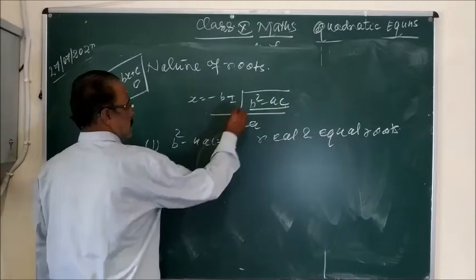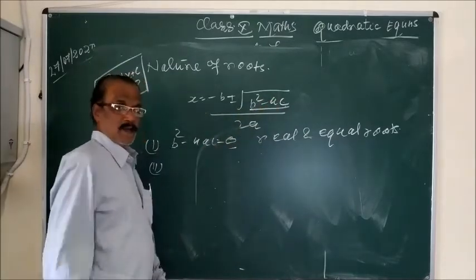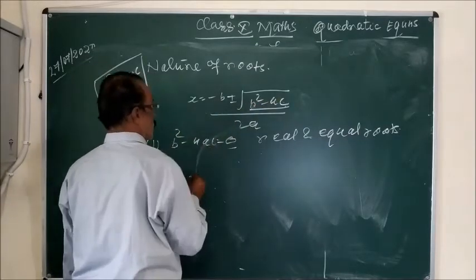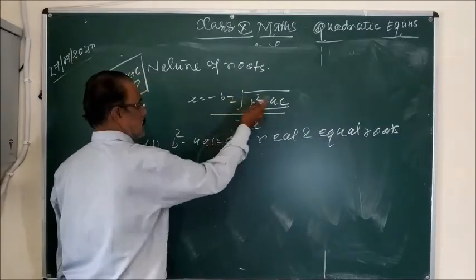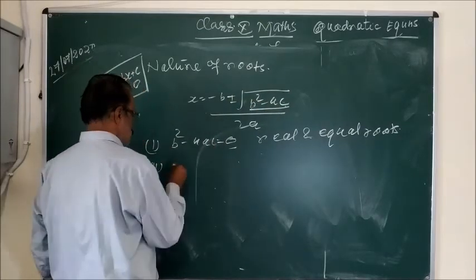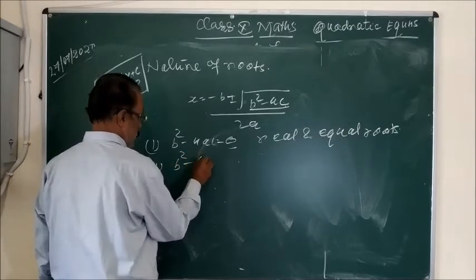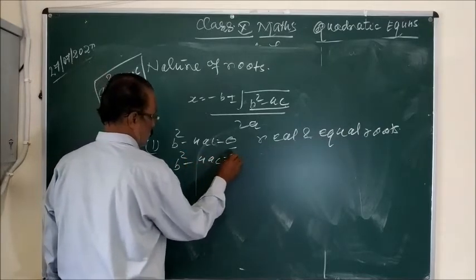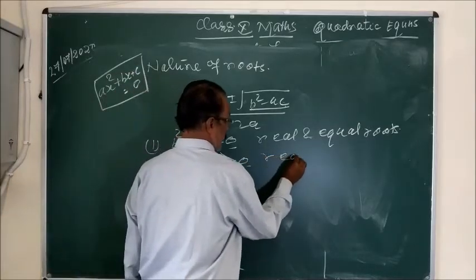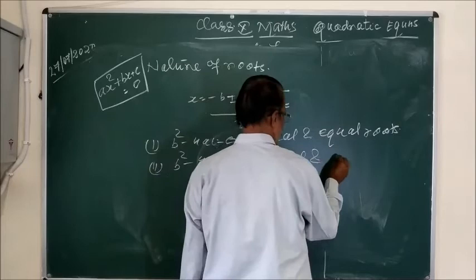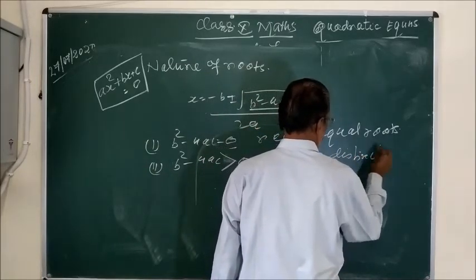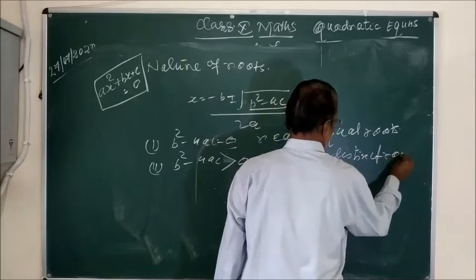And second, if this is greater than 0, it means the roots will be there, and these roots will be plus and minus both. So if b squared minus 4ac is greater than 0, the nature will be real, but distinct. Distinct means different roots. The value of x will be different.